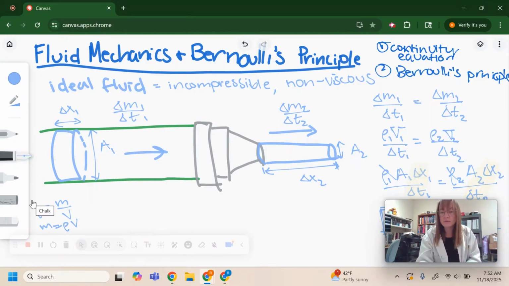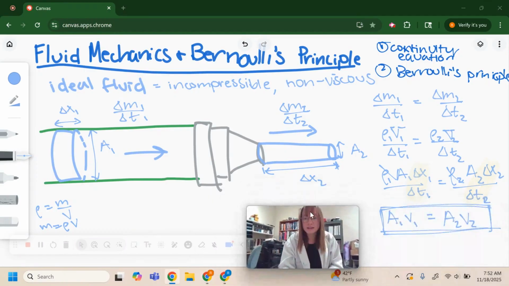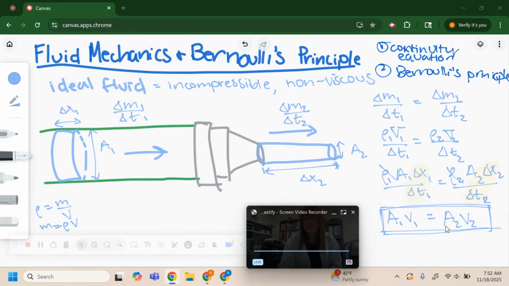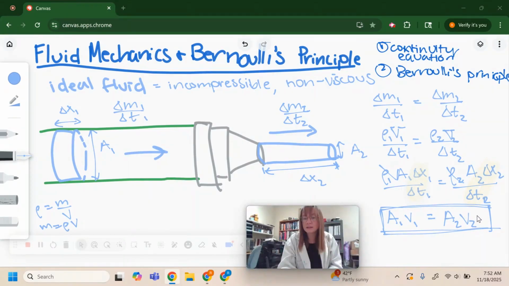Continuity equation here. Classic. If you decrease the area, then your speed will increase in order to make sure that these are the same. If you increase your area, then the speed will decrease in order to make sure both sides of the equation stay the same.